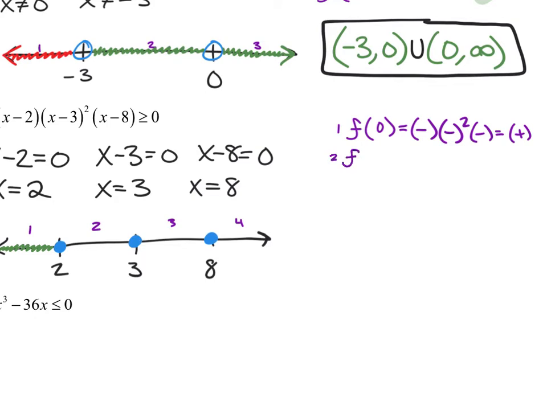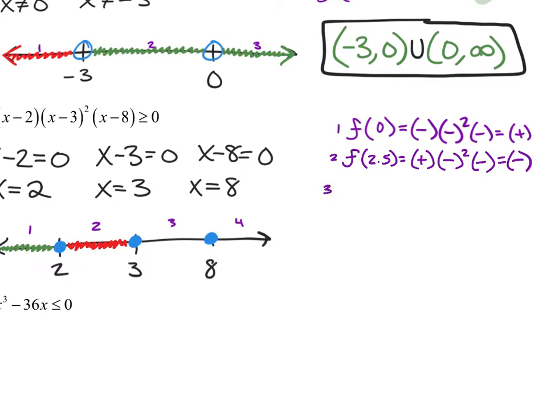Between 2 and 3. 2.5. You could use 2.1. You could use 2.4. I'm going to use 2.5. If I plug in 2.5, 2.5 minus 2, that's a positive number. 2.5 minus 3, that's a negative number that we will square. And 2.5 minus 8, super negative. What's a positive times a negative squared times a negative? Negative. So that section will be below the x-axis. Or for me, I would color that little section red.